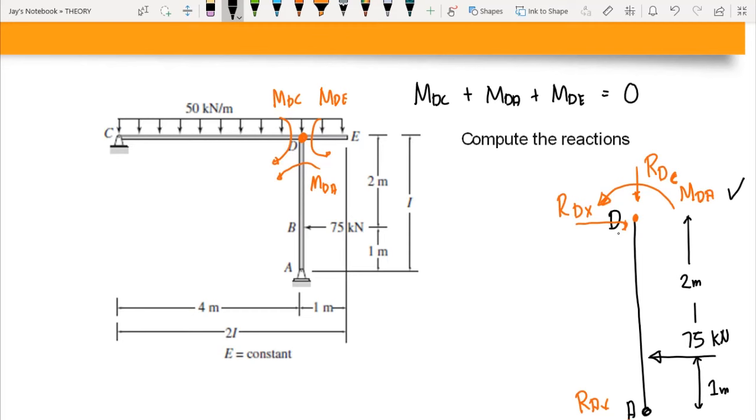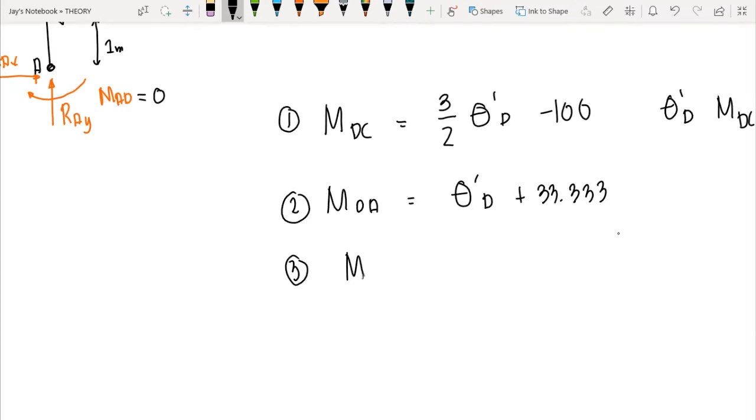But we have already computed MDE, and we know that MDE here is 25, and that rotates counterclockwise. That means that is positive, so that is positive 25 kilonewton meter. We have already computed this one by just using the equilibrium equation. So our third equation is MDC plus MDA, then you add a positive 25, that is for MDE, and this equals 0. So this could be our third equation. So we have MDC plus MDA equals negative 25.